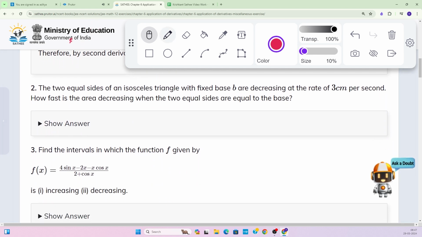Okay, now the two equal sides of an isosceles triangle with fixed base b are decreasing at the rate of 3 centimeter per second. This means that every second the equal sides of the triangle are reducing. How fast is the area decreasing when the two equal sides are equal to the base? Okay, let's see.